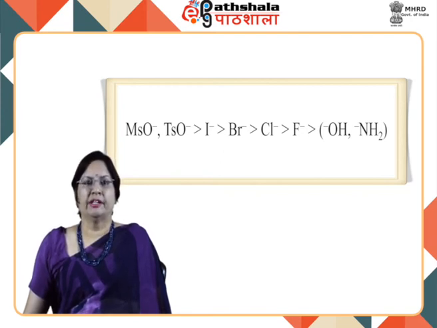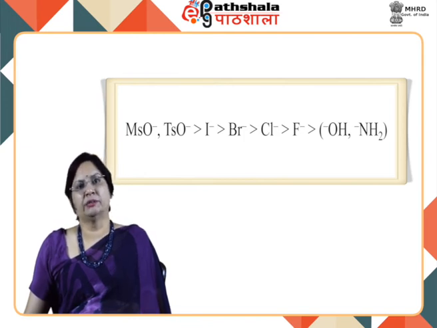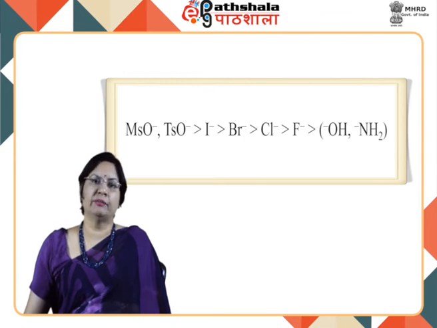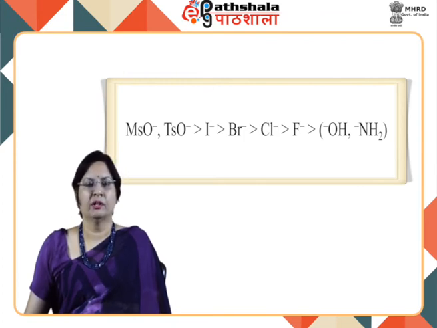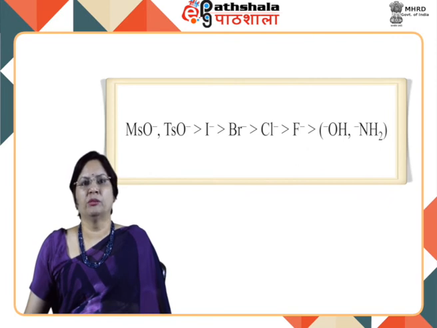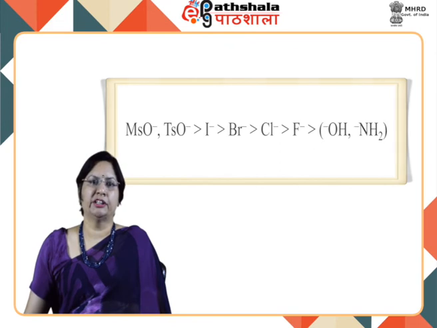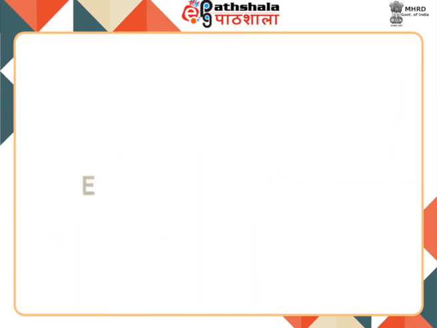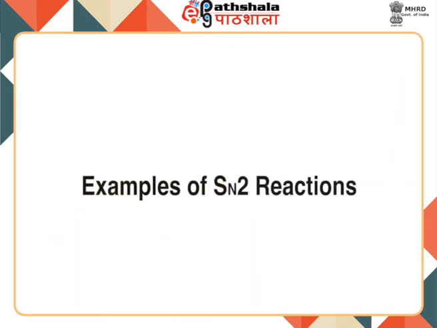So, MsO minus and TsO minus are extremely good leaving groups, and that is due to the resonance stabilization. The more the stabilization of the anion, the better leaving group it will be. Thus the nature of the leaving group not only affects the rate of reaction, but also may change the reaction mechanism. Now, look at some examples of the Sn2 reaction mechanism where it is happening.